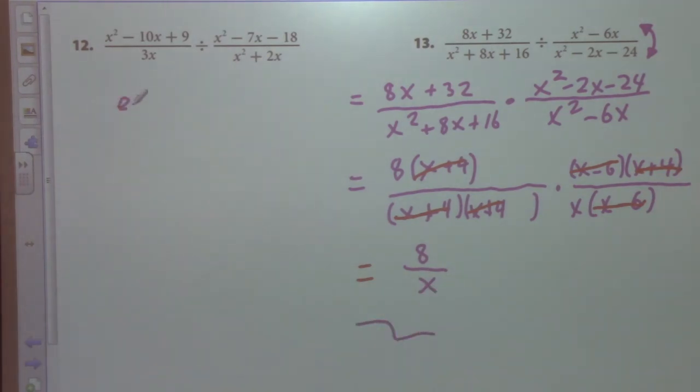What would be our excluded values? Basically excluded values, what x cannot be. So we can't divide by 0. So x cannot be 0, right? Because we can't have it be 0, that's good. What else can x not be? 6. X cannot be 6, okay? What else can x not be?